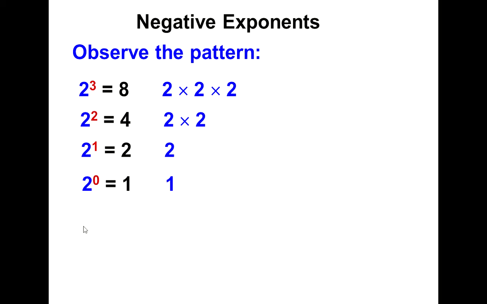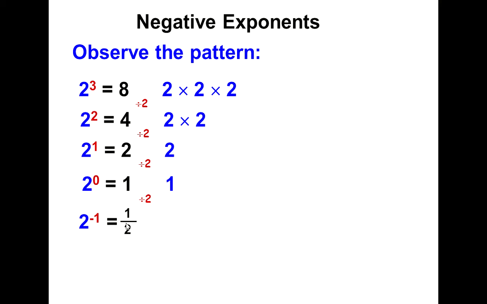Before we go into our negative exponents, let's look at what happens as our exponent of 2 decreases by 1. It cuts in half. 8 divided by 2 is 4. And 4 divided by 2 is 2. We lose a power of 2 each time. 2 divided by 2 is 1. And now extending this pattern, we have 1 divided by 2, or 1 half. And 1 less than 0 is negative 1. So 2 to the negative first power is 1 half.